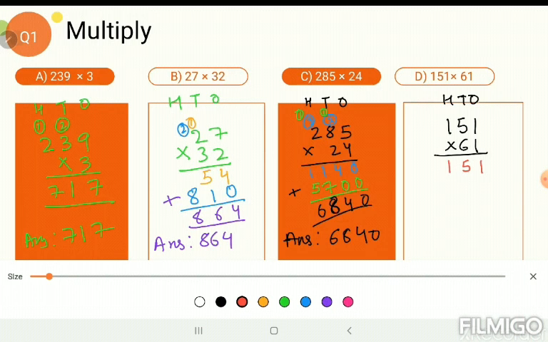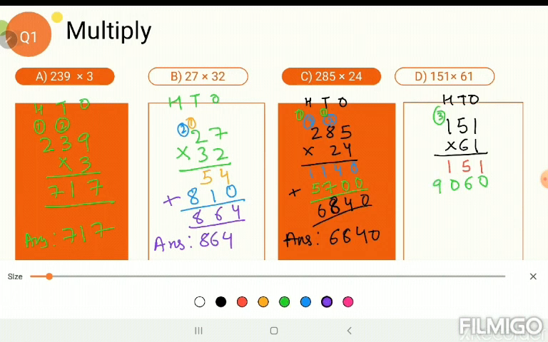In the next step I am first going to add a 0 and then multiply 151 by 6. So 6 1s are 6. 6 5s are 30, 0 and 3 will come up, and 6 1s are 6 plus 3 is 9.